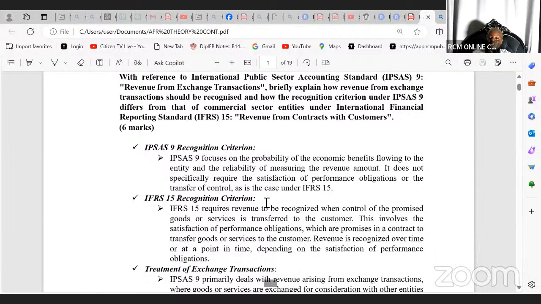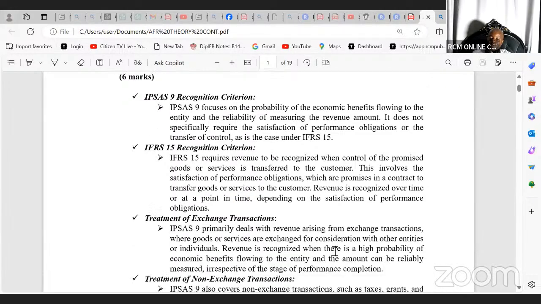IFRS 15 recognition criterion. IFRS 15 requires revenue to be recognized when control of the promised goods or services is transferred to the customer. This involves the satisfaction of performance obligations, which are promises in a contract to transfer goods or services to the customer. Revenue is recognized over time or at a point in time, depending on the satisfaction of the performance obligation.